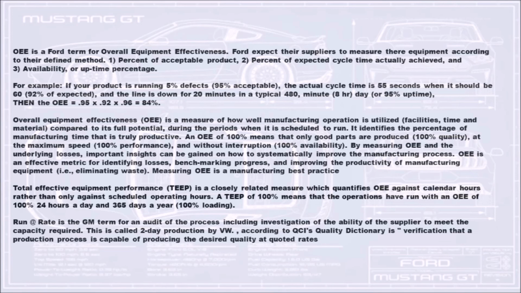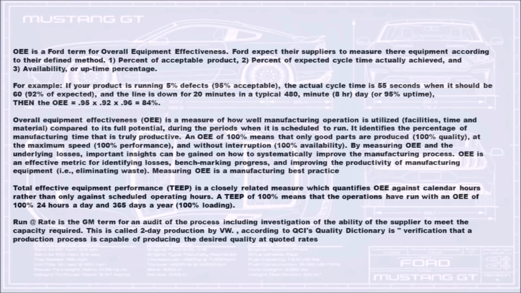Overall equipment effectiveness, OEE, is a measure of how well a manufacturing operation is utilized, facilities, time, and material, compared to its full potential, during the periods when it is scheduled to run. It identifies the percentage of manufacturing time that is truly productive. An OEE of 100% means that only good parts are produced, 100% quality, at the maximum speed, 100% performance, and without interruption, 100% availability.